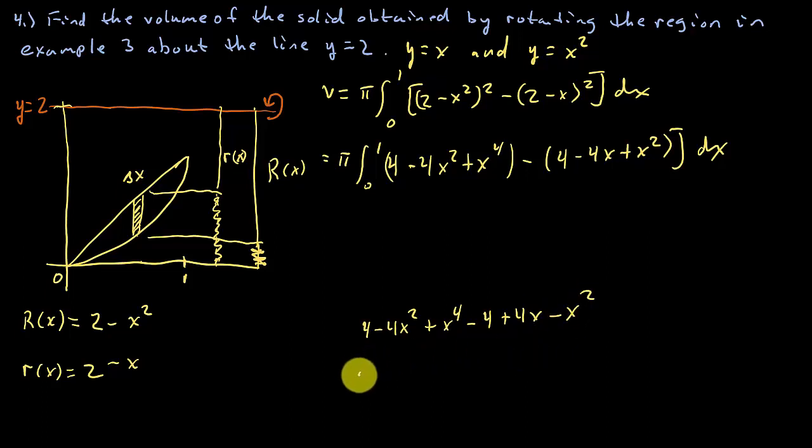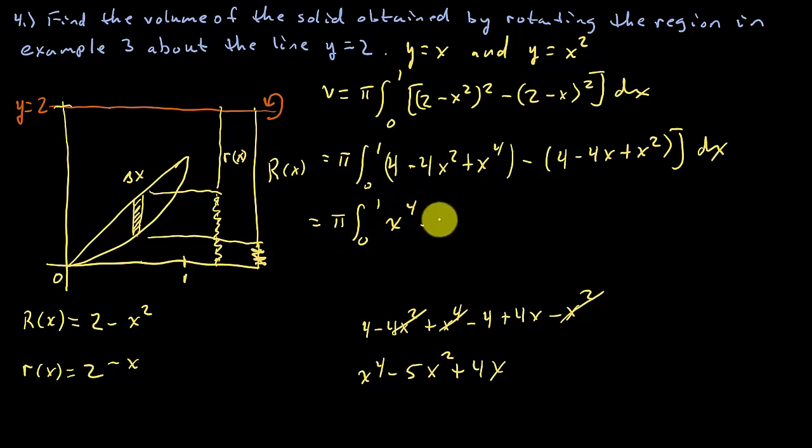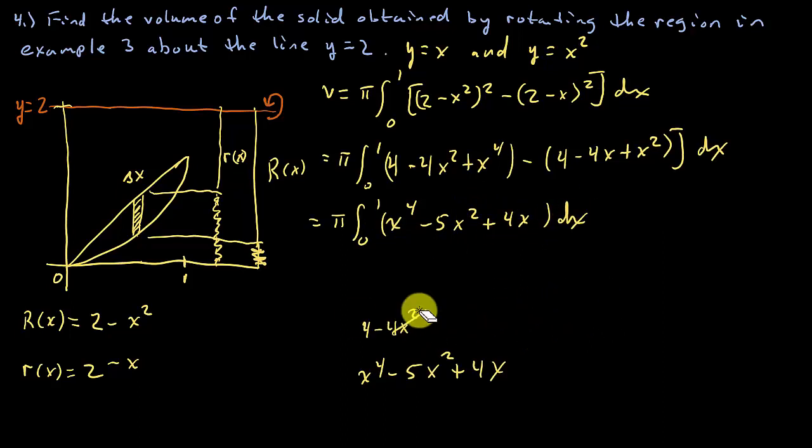And so that's going to give me x to the 4th. Let's see. Minus 5x squared. And then, let's see, so the squares are out, and then plus 4x, and then the 4's cancel out. And so this is going to give me pi, integral from 0 to 1, x to the 4th minus 5x squared plus 4x, and then times the thickness dx. Okay, so if you want to, you can come down and do that little algebra down there, combining the like terms and all that stuff.